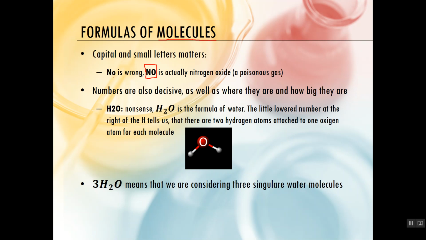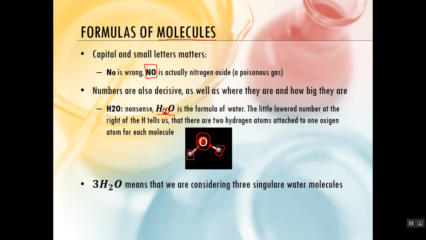Now, in formulas, you have also some numbers. For example, you know the formula of water, which is H2O. That means that in this molecule, we have a singular oxygen atom bonded to two hydrogen atoms. And the number has to be at the right side, lowered in comparison to H.